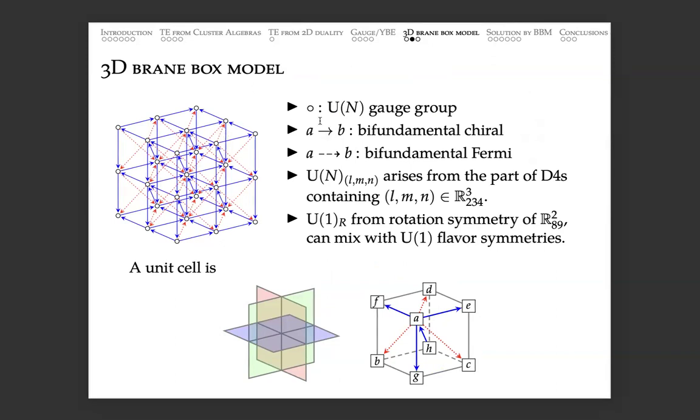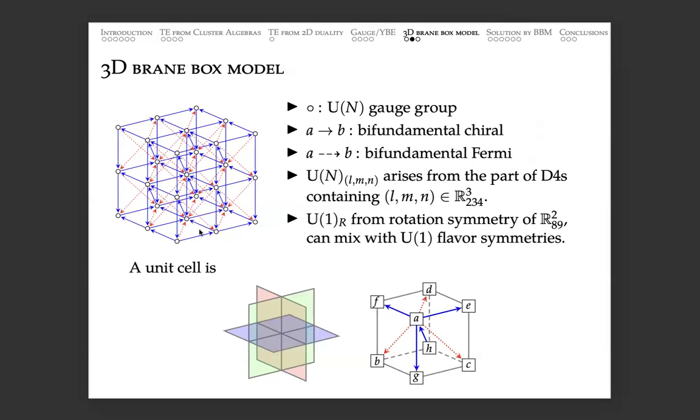Solid arrows are something called bifundamental chiral multiplets. Dashed arrows are bifundamental Fermi multiplets. So it's a little bit complicated, but not so much. And then you see some three-dimensional lattice structure. My idea was to think of this as some lattice model and try to apply the same reasoning as before in the two-dimensional case and show that this gives you an integrable lattice model.